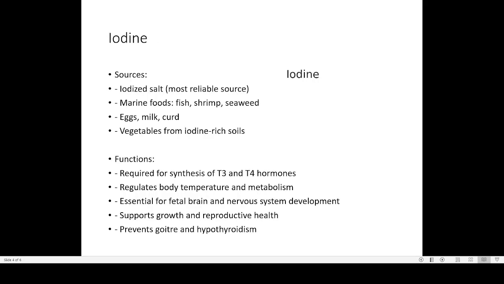Now we go to another mineral, that is iodine. Iodine is not normally available in most of the food products. That is why the government has introduced a practice called iodized salt, because salt is something every home requires. Without salt we won't be able to prepare any kind of curry.